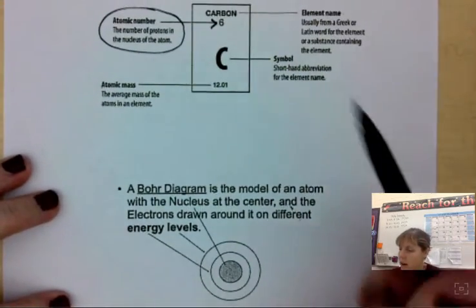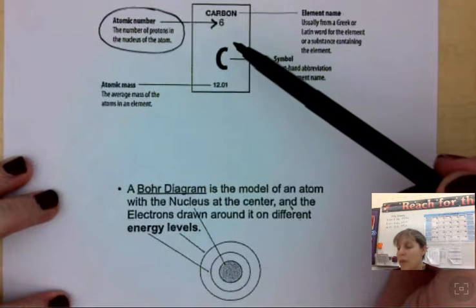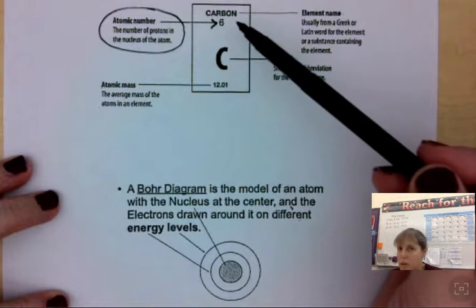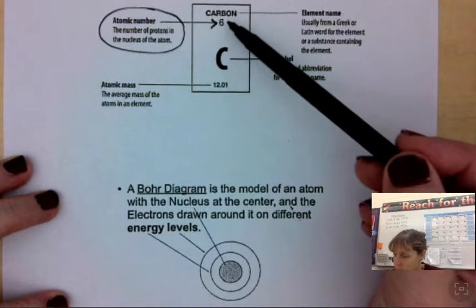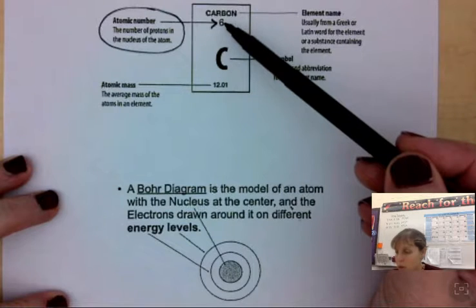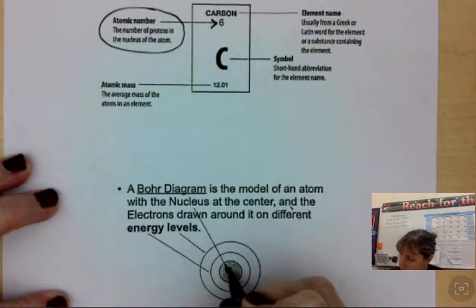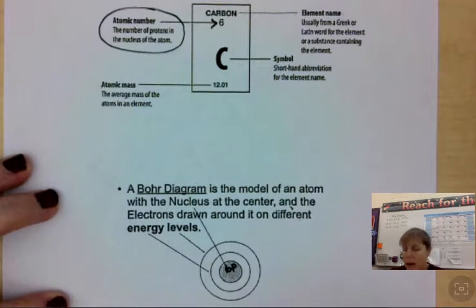So if you're looking at carbon, in order to find the number of protons, you have to know the atomic number. So the atomic number for carbon is 6. So you know that carbon has 6 protons. So we just put that in the center. 6 protons, okay? And if you know the number of protons, then you also know the number of neutrons, which go in the center too, and it's equal. So we have 6 neutrons in the center.